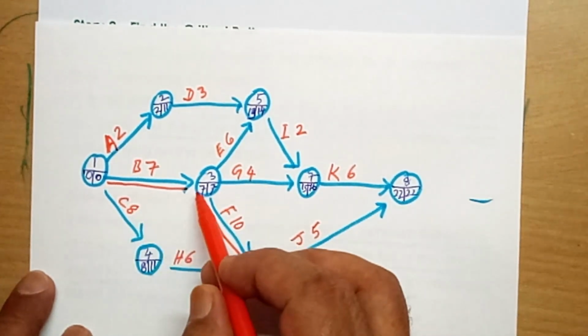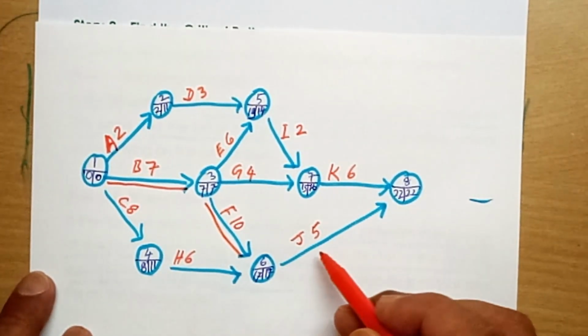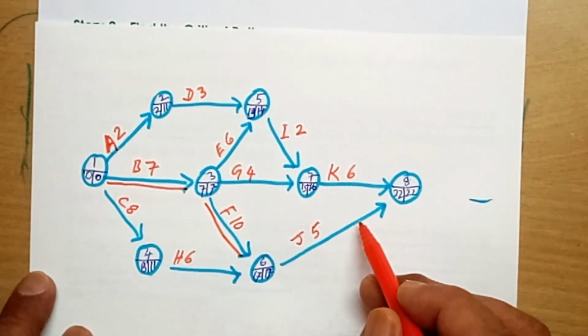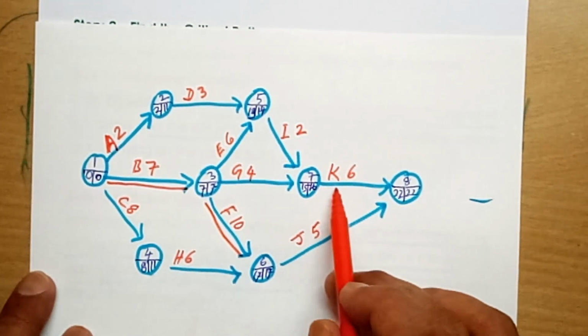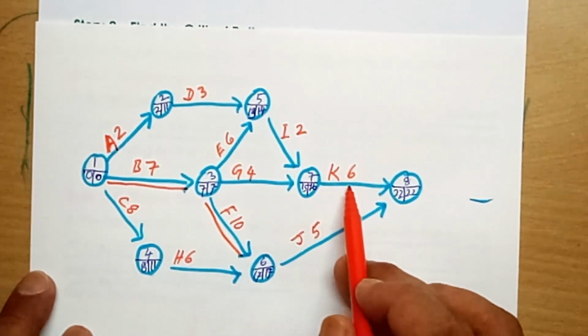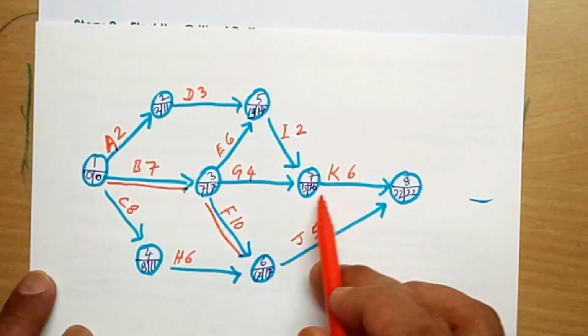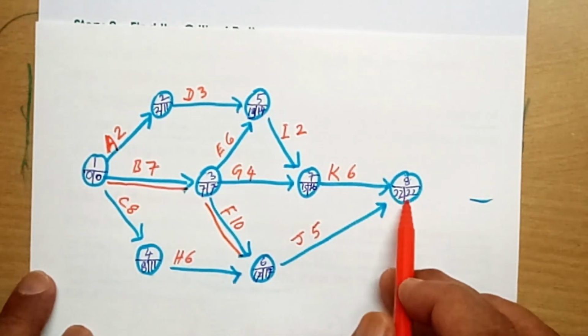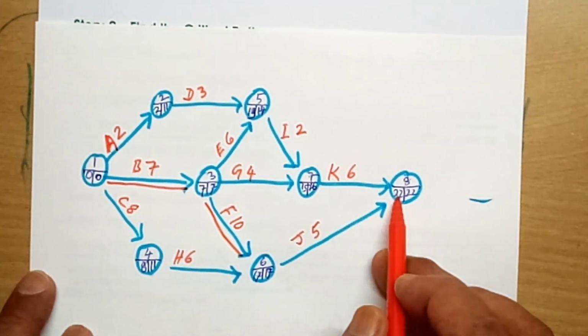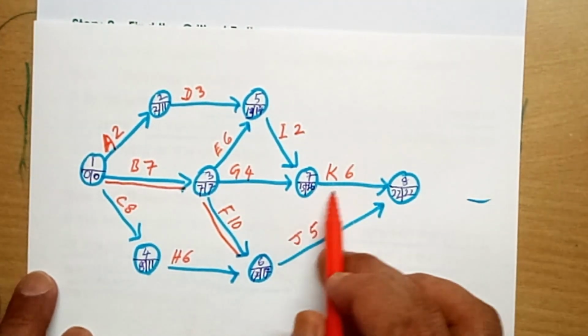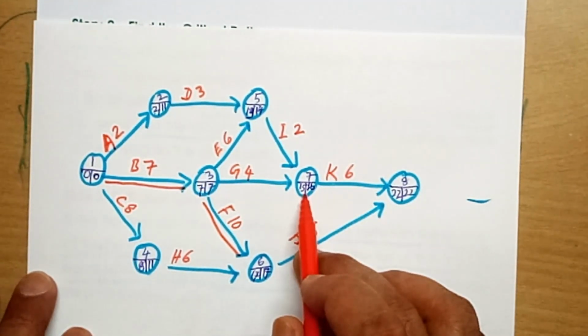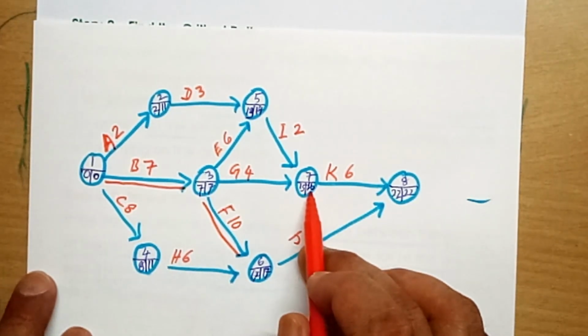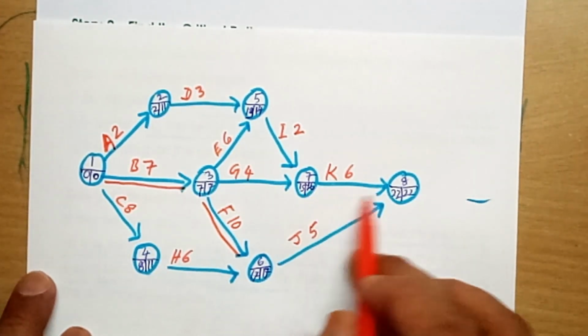So we have found this is critical, this is not critical, and come to this one, the last one. No, this is not the last one. Before that, let us see this one. This activity, activity K. Here again, although the arrowhead has equal earliest start and latest finish, the arrow tail has different earliest start and latest finish, 15 and 16. So this is also not critical.